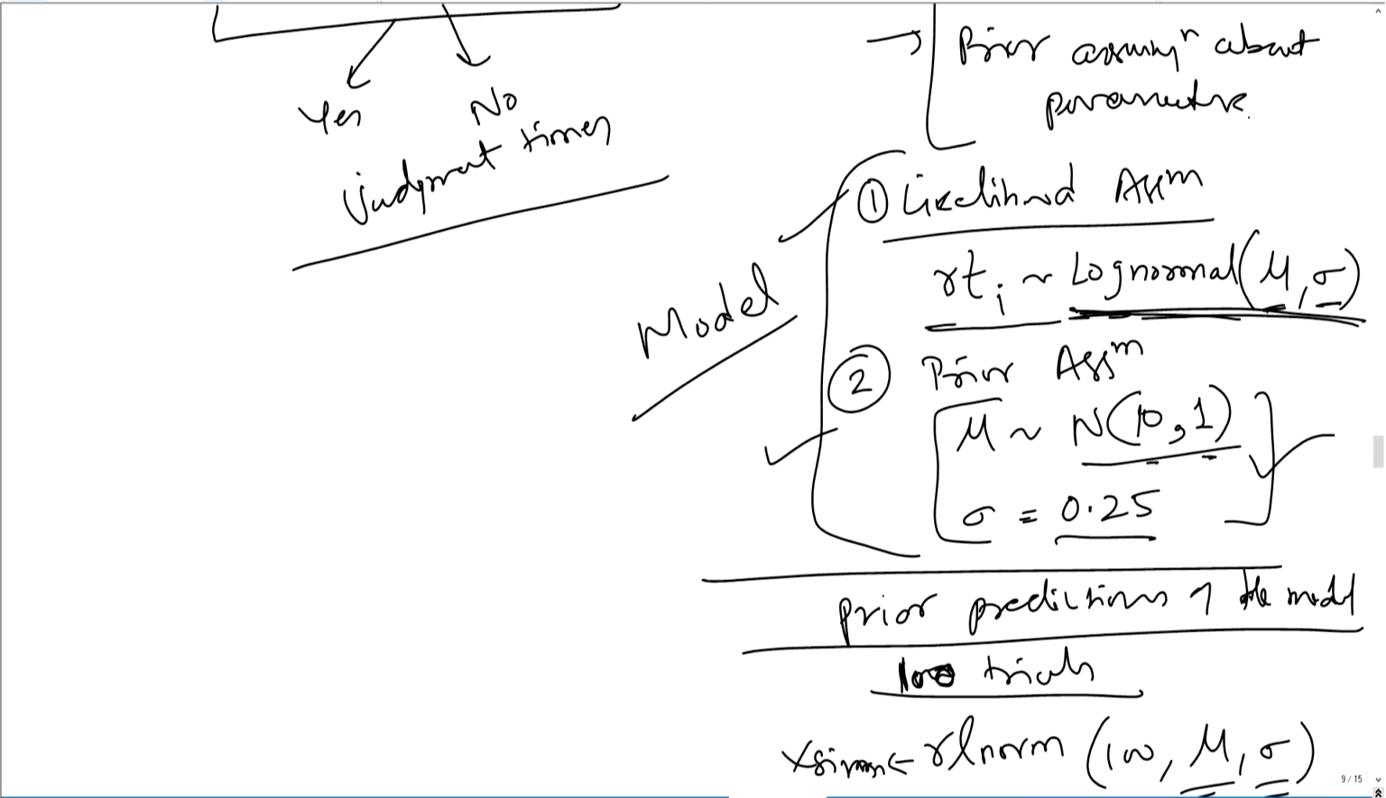Actually, your prior assumptions are unreasonable here. Because if you assume that this is the prior on mu, the true distribution of mu, you are making a very strong assumption that in this experiment you are going to see only very large judgment times. That is not really true, because judgment times are typically in the range of 300 to, let us say, 1000 milliseconds.